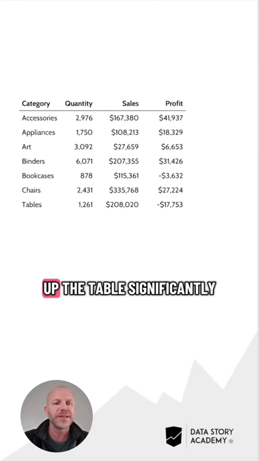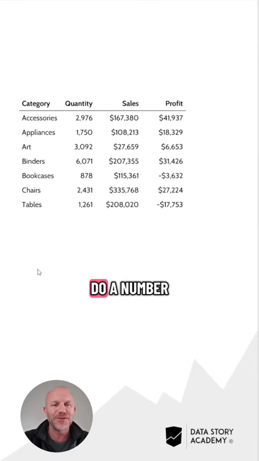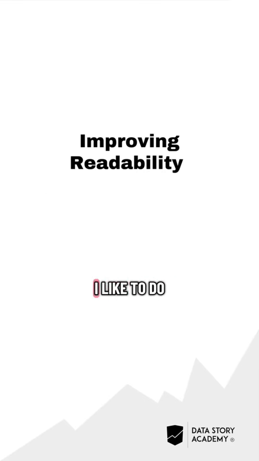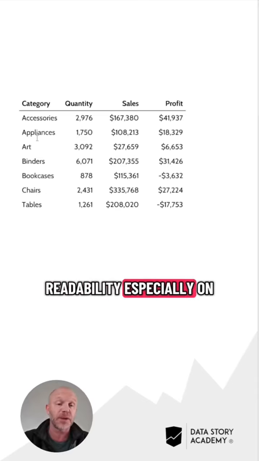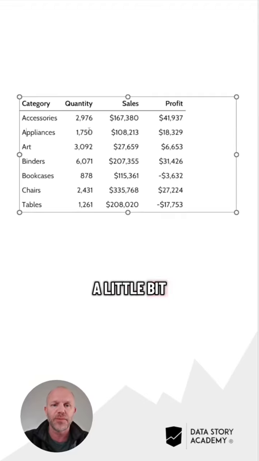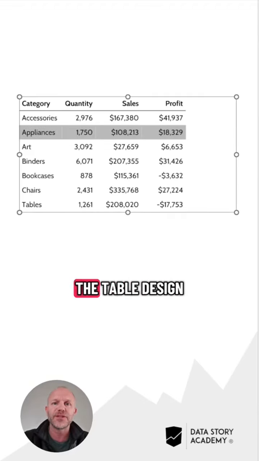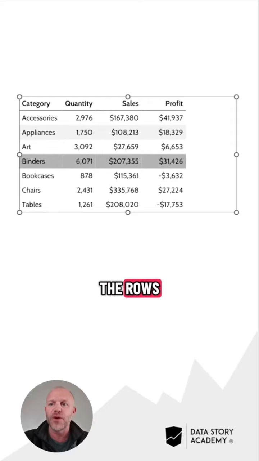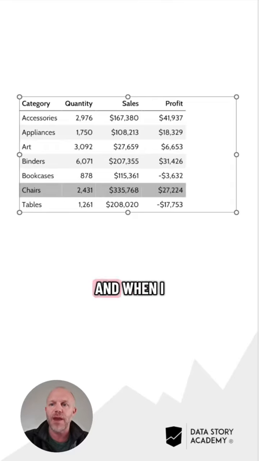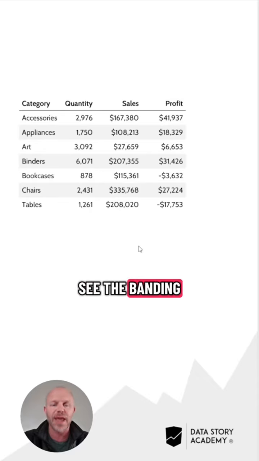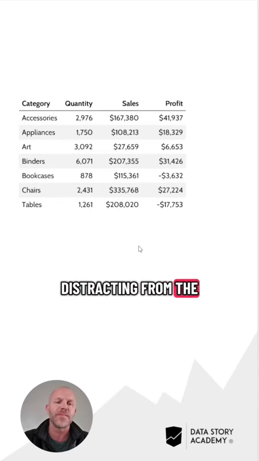So there you go. I've cleaned up the table significantly, but we're going to do a number of other things as well. The next thing I like to do for readability, especially on larger tables, is to add a little bit of row banding. So you can go up into the table design section and turn on row banding, or you can just set a little fill on a few of these different rows just by highlighting the rows, going into solid fill, and setting them with a very light gray. And when I do row banding, I like to use very light colors so you can see the banding, but it's not distracting from the data itself.